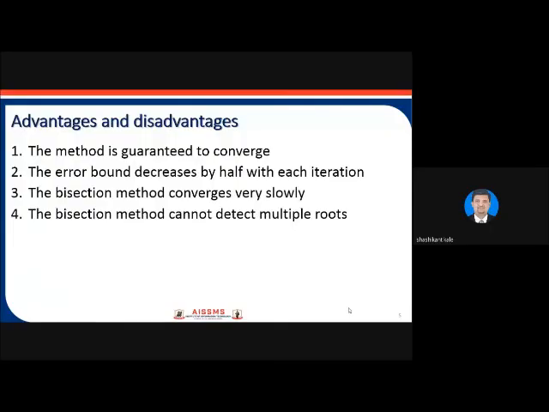The method converges very slowly. This is one of the disadvantages, because we are trying multiple iterations and halving each time, and we go close to the roots slowly. Also, it is not able to detect multiple roots. That's one of the disadvantages, you can say.